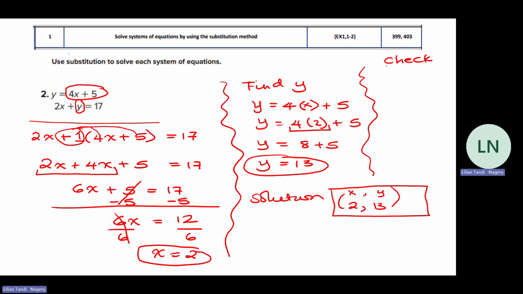Now check, you must do it 2 times. So you must do a check for the first equation and you must do a check for the second equation. And you have to say yes, yes. So if you check and you say no, it means your work is wrong.